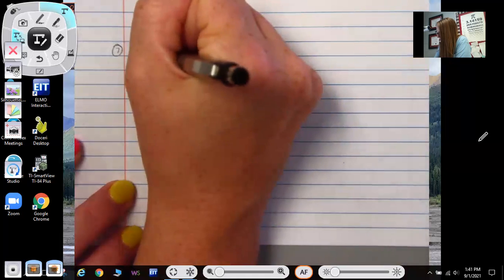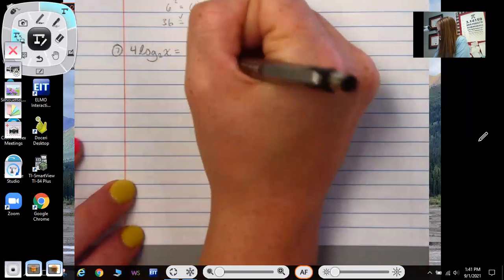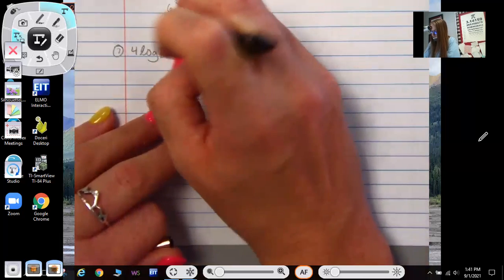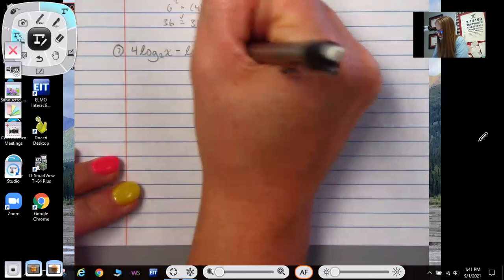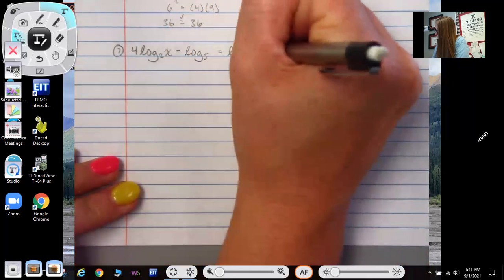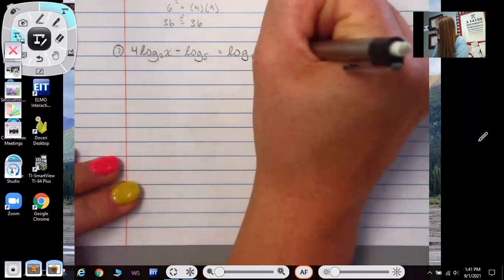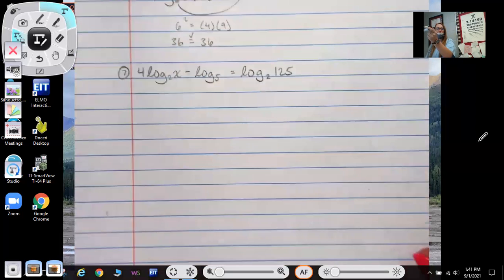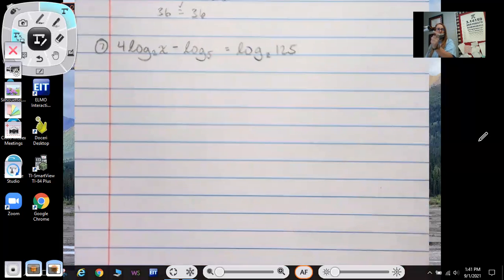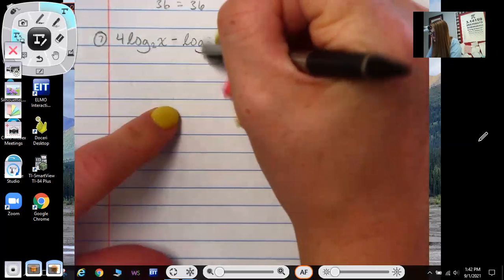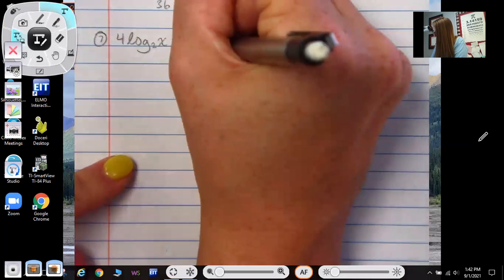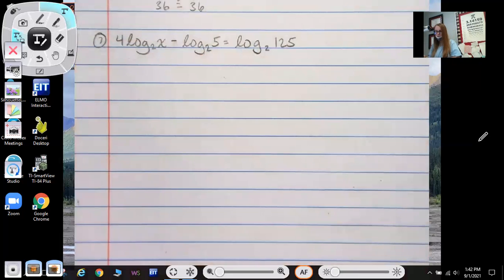Four times log base 2 of x, minus log base 2 of 5, equals log base 2 of 125. Zoom in some. 4 times log base 2 of x minus log base 2 of 5. I didn't write that correctly. Log base 2 of 5 equals log base 2 of 125.